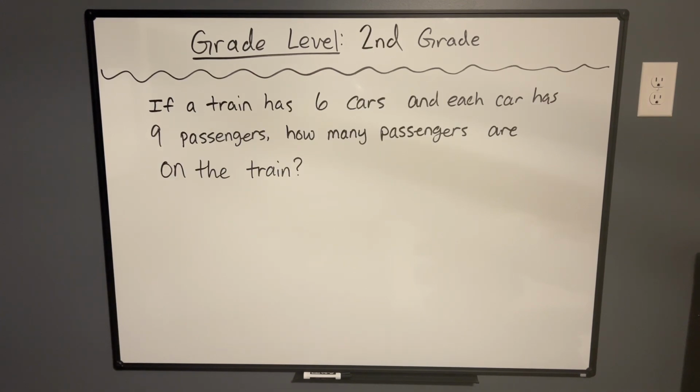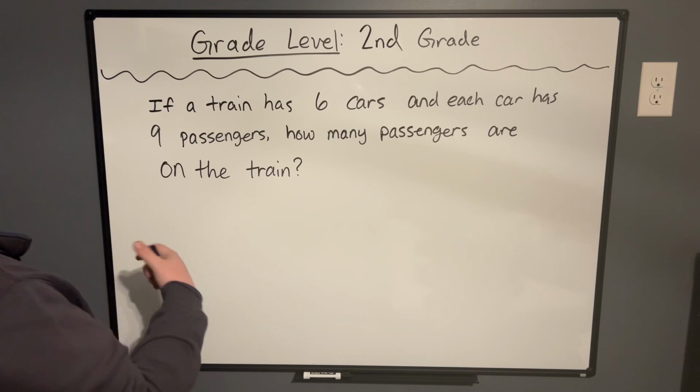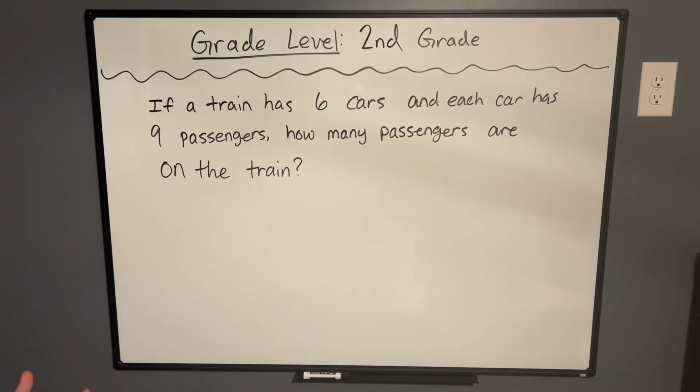All right, so here we are in the second grade. So this question is, if a train has 6 cars and each car has 9 passengers, how many passengers are on the train? Now there's options with how we can solve this one, right? We can kind of draw a little picture out and then we could count out all the passengers that we draw, but that's going to take us a while. The easiest way is to kind of recognize what type of question this is. So we need to use multiplication for this question because we have 6 groups and there's 9 things in every group. Right, so 6 cars and there's 9 passengers in every car.